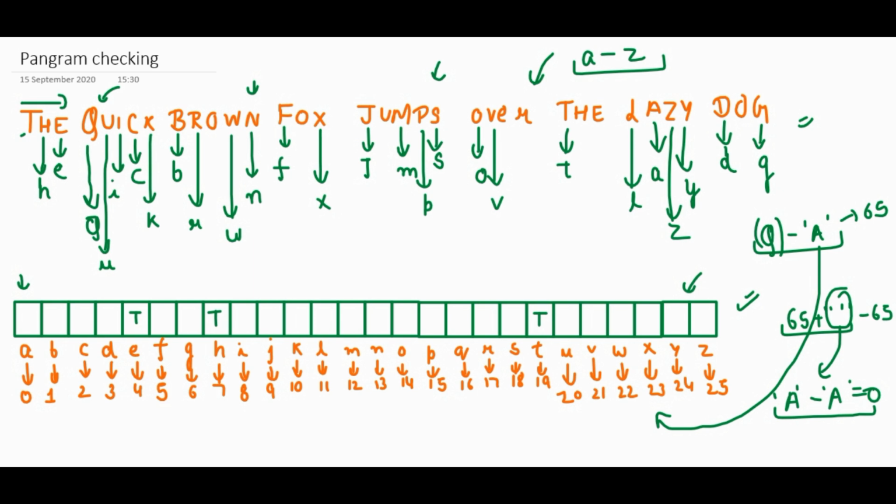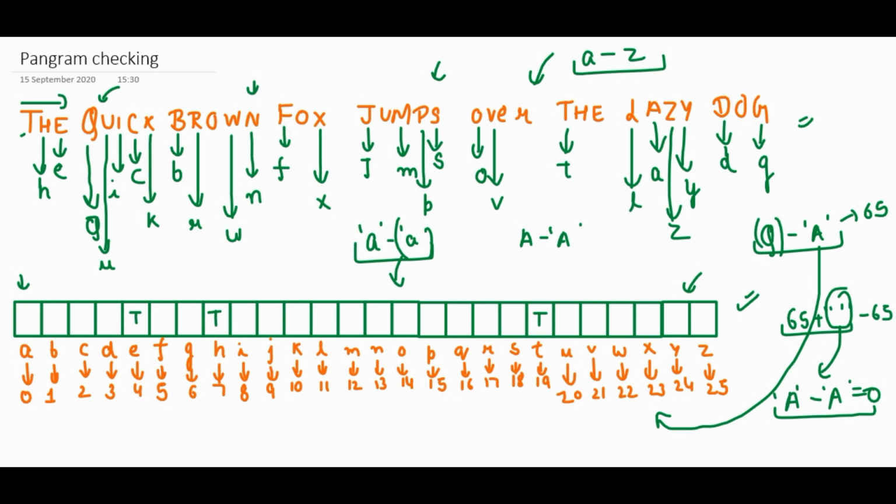Even if it is a small letter, then we will subtract small a from it. So these two will be different conditions. If we have a capital letter, then we have to subtract capital A from it. If we have small letters, then we have to subtract small a from it, and we will reach the element where we want to reach in this array.